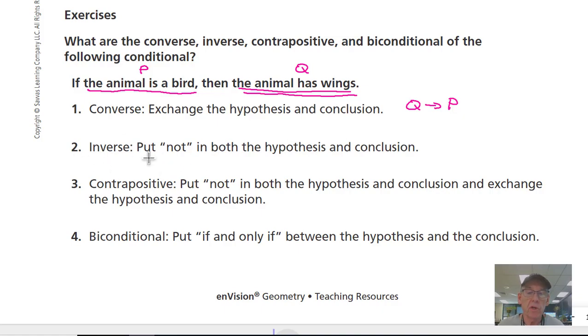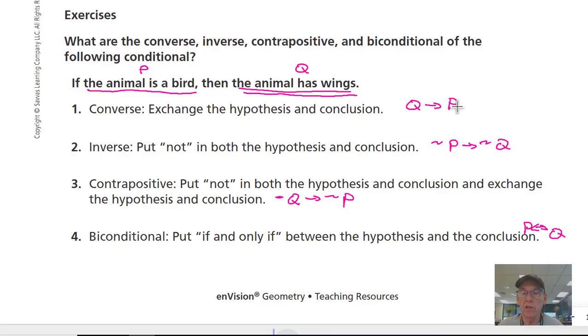Let's go ahead and do these others. The inverse, you leave P where it's at and add a not. You leave Q where it's at and add a not. The contrapositive, you flip the order and you add nots. So we have not Q, then not P. And the biconditional is an if and only if. That's a double arrow. So P double arrow Q. And that really shows that if Q then P is true, and if P then Q are both true. So that's what the double arrow signifies.